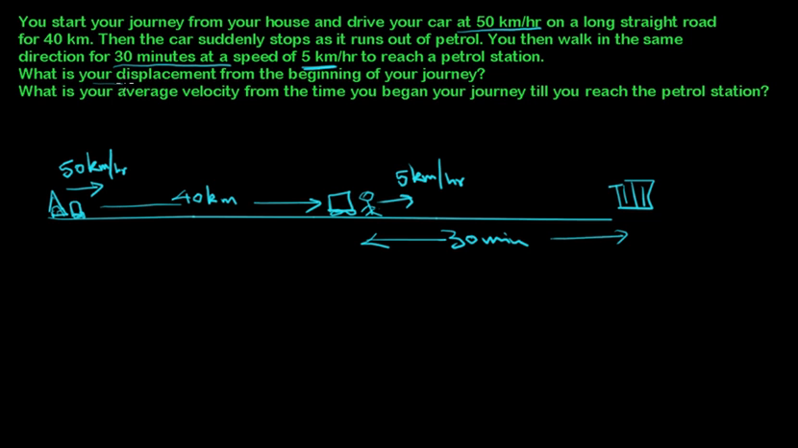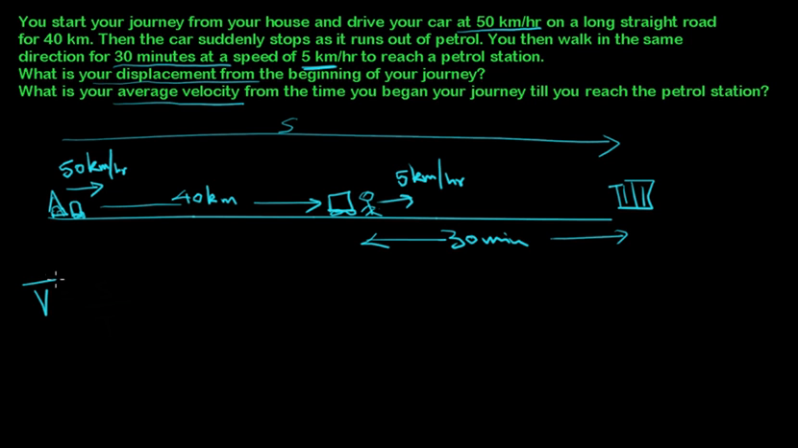The question is, what is my displacement from the beginning of my journey? Which basically means I need to find this displacement, and let's call that S. And the second part of the question is, what is my average velocity from here to there? And let us call the average velocity V bar. So we need to find S and we need to find V bar.